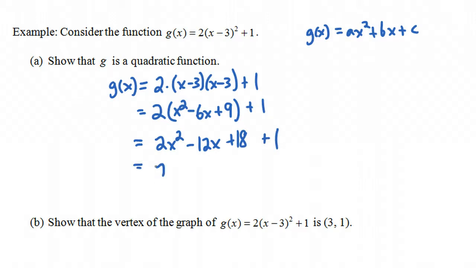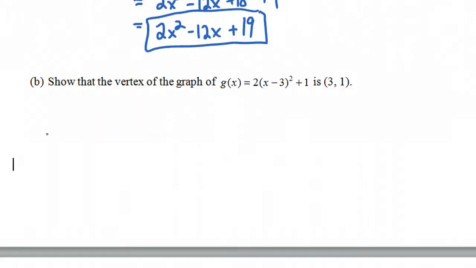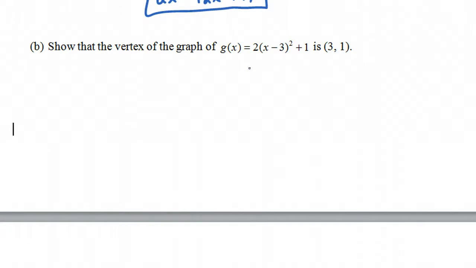And finally, combine our constant terms, 18 and 1, to give us 19. So notice g of x is equal to 2x squared minus 12x plus 19. So it is of the form ax squared plus bx plus c. The a is 2, the b is negative 12, and the c is 19. In part B, show that the vertex of the graph of g of x equals 2 times x minus 3 squared plus 1 is 3 comma 1.